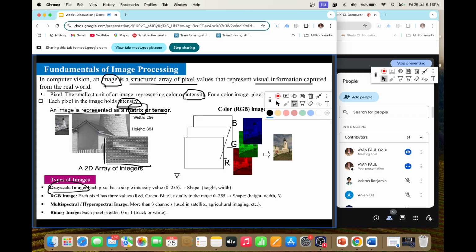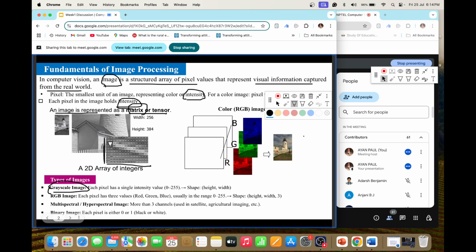Earlier we had only one channel for the grayscale image, but in an RGB image we have three channels: red, green, as well as blue. When we combine these three channels together, we get the RGB image. That is the only difference between a grayscale image and an RGB image. There is another type of image known as a binary image. A binary image is a special case of the grayscale image.